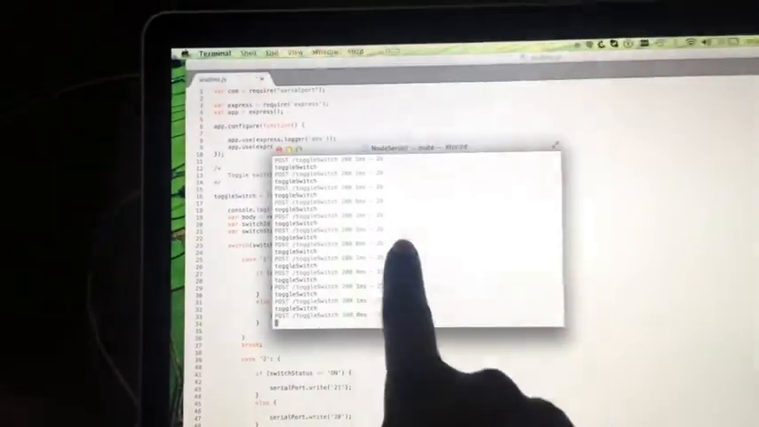Arduino is connected to the serial port. Node.js is going to send data to Arduino. Node.js is running here.